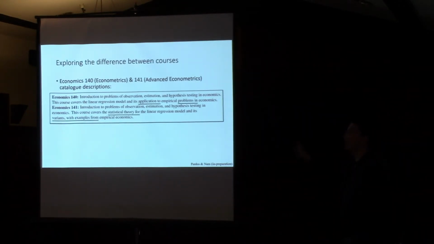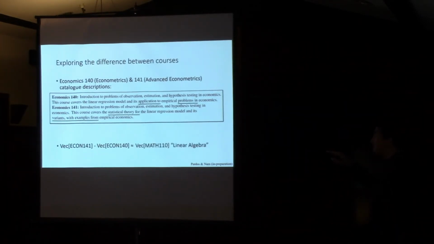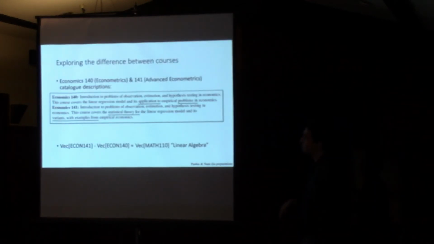So let's ask the model. Let's ask the model what the difference between Econ 141 and 140 is, because this course description, the literal semantics that we have about the 2 courses, is not telling the story. And the model says Math 110, which is linear algebra. And if you look at the syllabus of both, you'll find that linear algebra is one of the topics that is found in 141, but not 140.